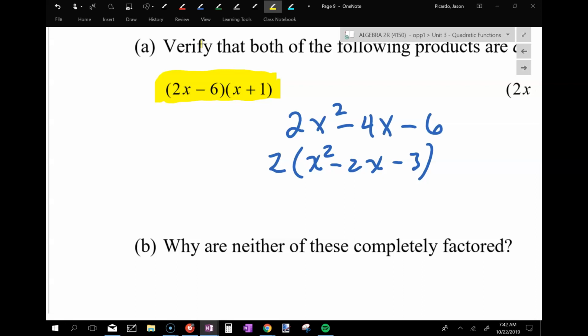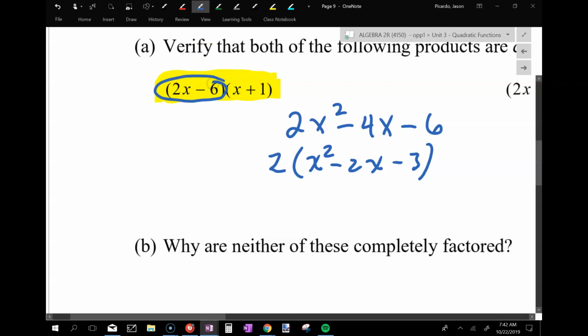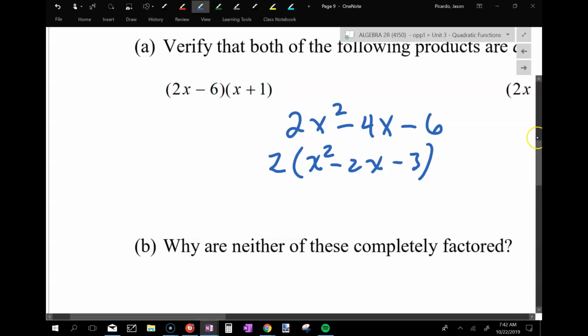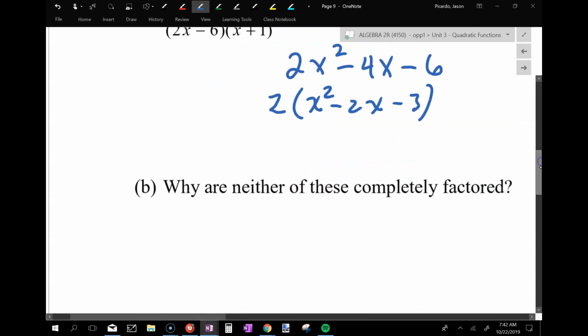But here's the problem. What's in that? A GCF. And so if I took a GCF out of that, I would have a different answer, wouldn't I? Same thing with the other example, same exact thing. So why are neither of these completely factored?